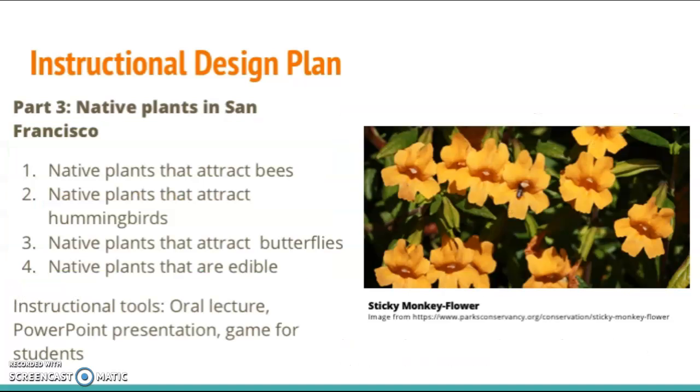The third section of our instruction is on the native plants in San Francisco where the school is located. This will teach learners about the different San Franciscan plants that attract bees, hummingbirds, and/or butterflies, and that are edible. This will be presented as a lecture with a PowerPoint presentation and in-class activities including a game.